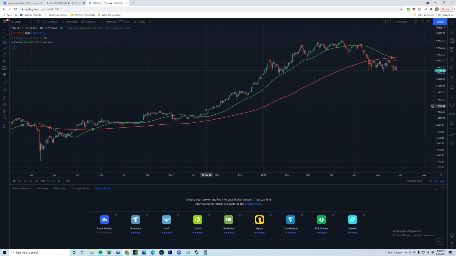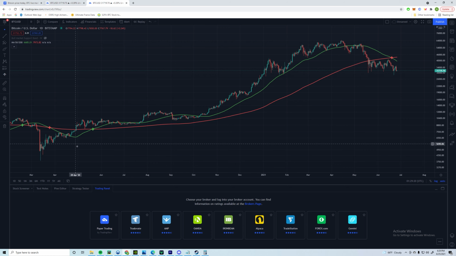This is the 50-day moving average. This is an average of the prices over 50 days. This is an average of the prices over 200 days. So you have a long-term moving average and a short-term moving average. And there are two things to note here. When the 50-day moving average crosses the 200-day moving average, this is known as a death cross. This is often taken to mean price go down.